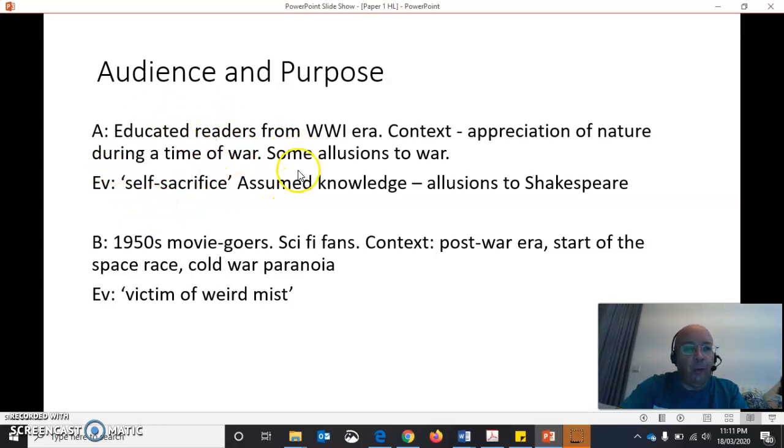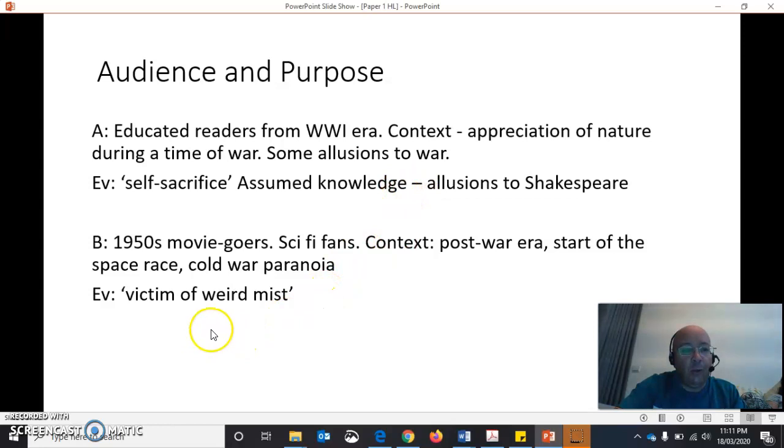Okay, so audience and purpose of the first text. We know probably fairly educated readers from the World War I era. The context here, I guess, is an appreciation of nature during a time of war or a time that's just finished. There's been a lot of destruction, and there are some allusions to war as we go through. The self-sacrifice, joining the army, and maybe sacrificing yourself would be a reference there. There's also some assumed knowledge about the audience. There's a quote from Shakespeare, and also some work from Jonathan Swift. It assumes that the audience will pick up on that and be aware of it.